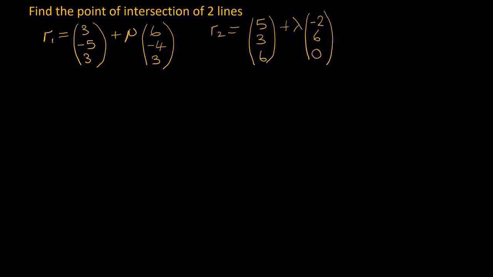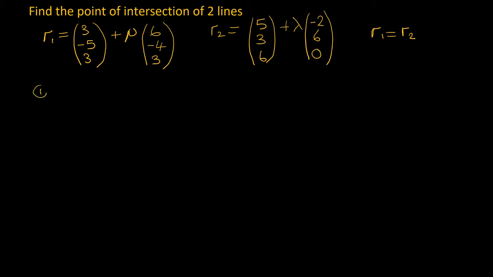To find the point of intersection of two lines, we're just going to use the fact that, in x and y terms, the x and y coordinates would be exactly the same at that point. So in this case, what we can see is that at that point of intersection, R1 would equal R2. So that's going to give us a set of simultaneous equations that we can solve.